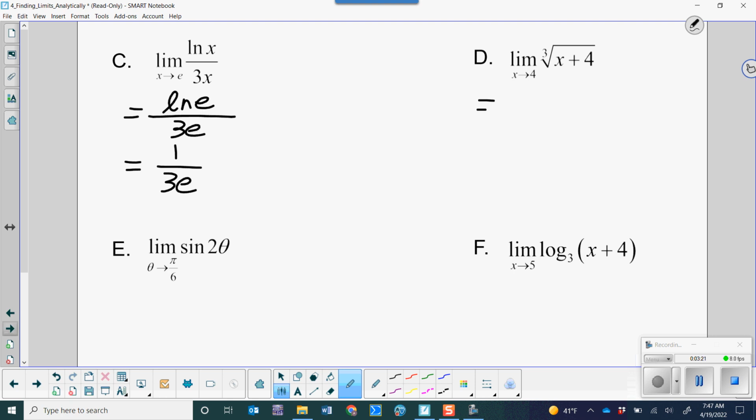Okay, so here we're going to have third root of 4 plus 4. That's third root of 8, and so that's going to be 2, because 2 times 2 times 2 is 8.